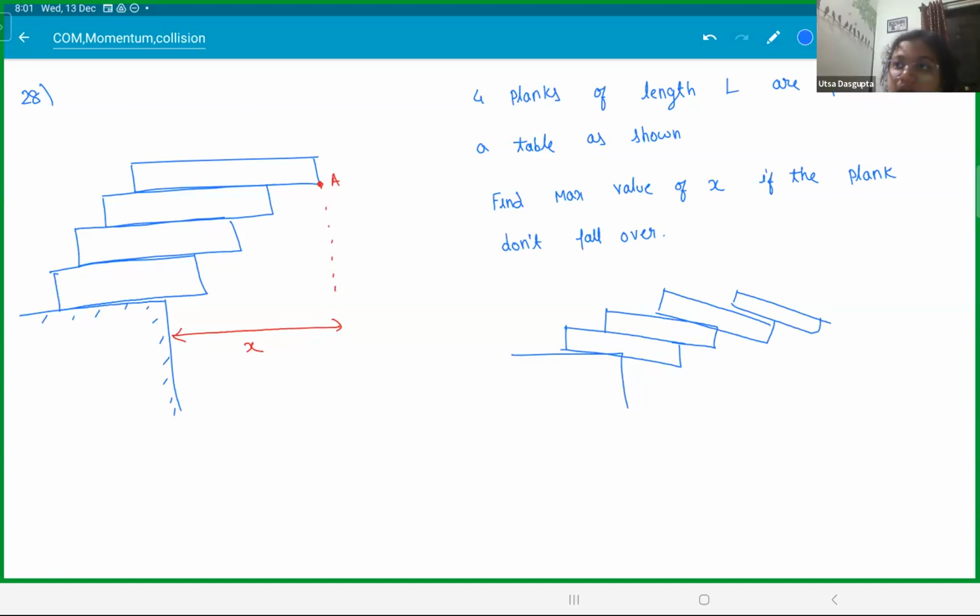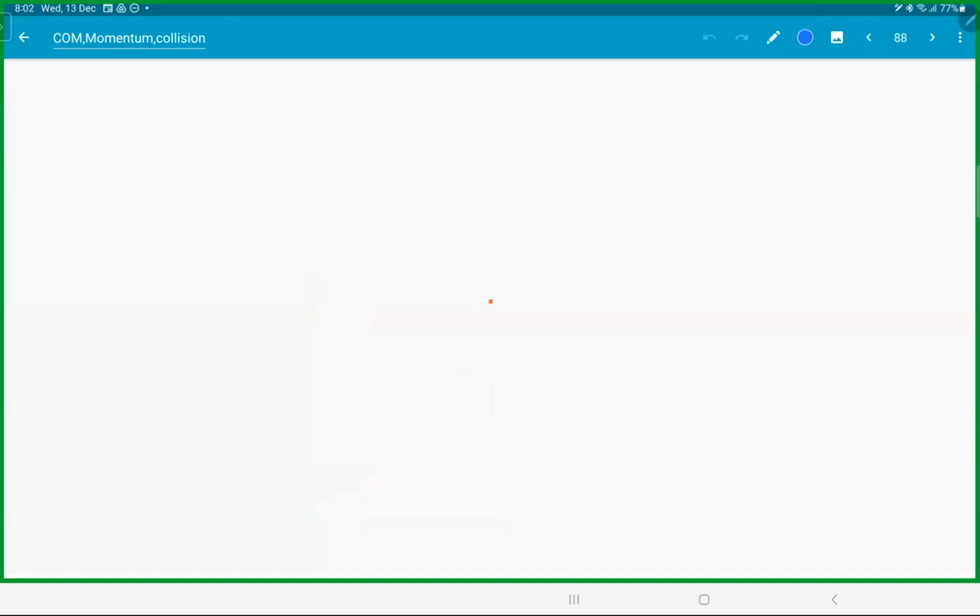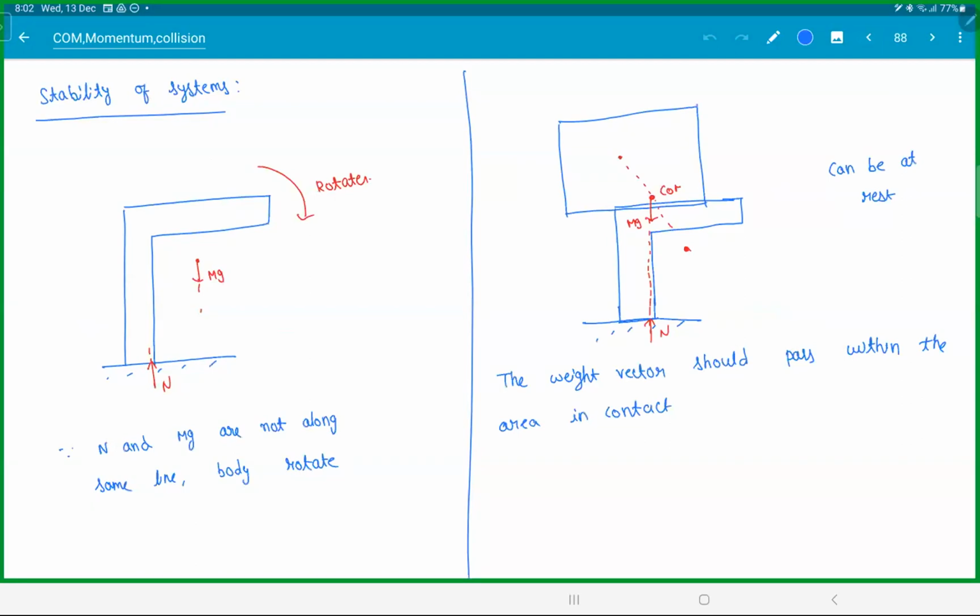So the dimensions of the table aren't needed. No, you don't need them. Only the plank's length is known. You don't need the table. Okay. This one. Nice, such a good homework question. Someone asked. Aryan, clear?